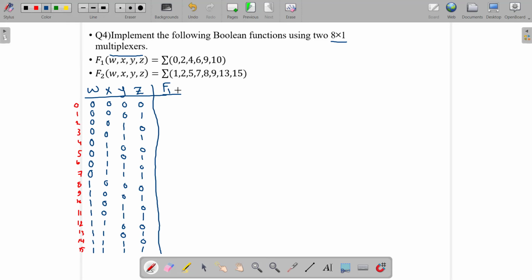Okay, now in the case of the F1, we have 0, 2, 4, 6, 9, 10. So the rest is equal to 0. Now for designing with the 8x1 multiplexer, look at here, we have the 8x1 multiplexer.